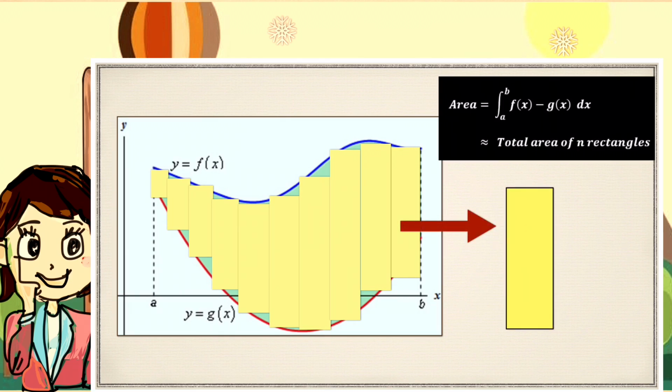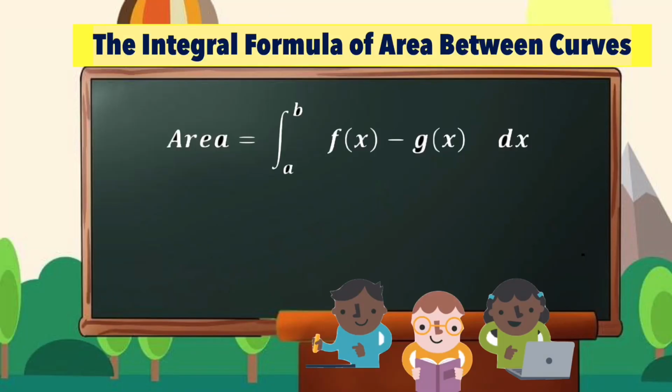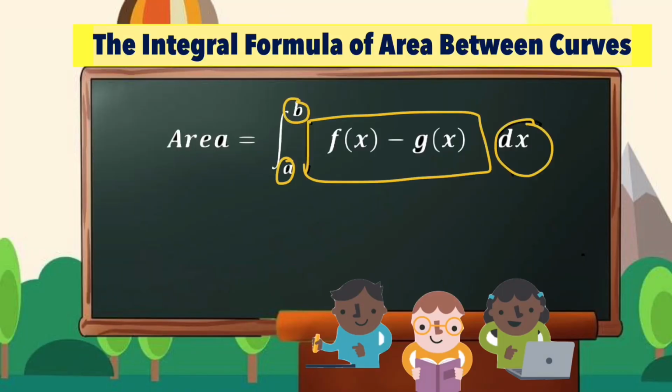By taking a piece of rectangle, we denote the shorter side as width and the longer side as length. Use the rectangle's area, length and width to form the integral formula for area. Look at the integral formula of area between curves. The length of the rectangle is the function f(x) minus g(x), and the width of each rectangle is dx. The integral sign is the Riemann sum.